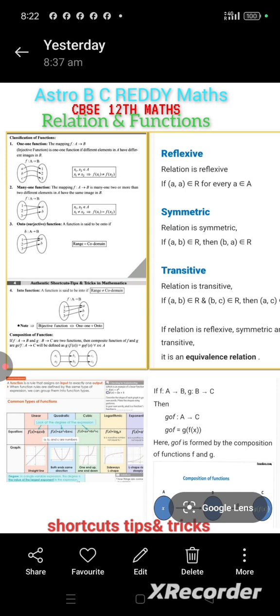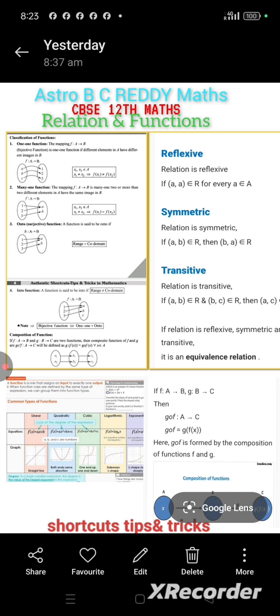Now the relations. Reflexive relation, symmetric relation and transitive relation, equivalence relation. Reflexive relation. A relation is reflexive if (a, a) belongs to R for every a belongs to A. Symmetric relation. A relation is symmetric if (a, b) belongs to R, then (b, a) belongs to R. Transitive relation. A relation is transitive if (a, b) belongs to R and (b, c) belongs to R, then (a, c) belongs to R.